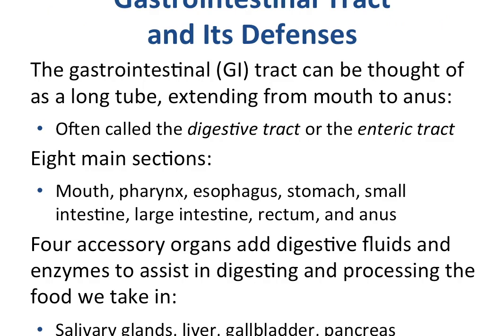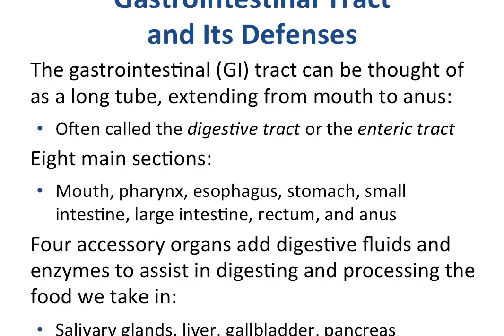So what is the GI tract? The GI tract is a long tube from the mouth to the anus. It has eight sections: mouth, pharynx, esophagus, stomach, small intestine, large intestine, rectum, and anus. It also contains accessory organs such as the salivary glands, liver, gallbladder, and pancreas.